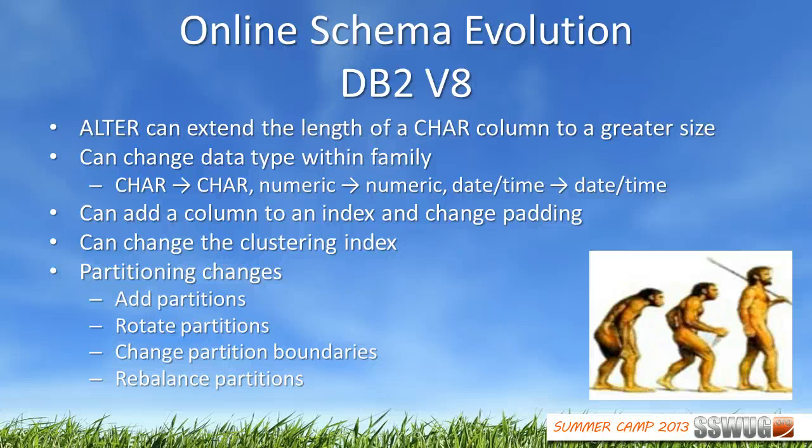And you can change the data type within a family. So a character to a character. So I can change character to variable character. Numeric to numeric. I can change an integer to a decimal. Date time to date time. I could add a column to an index. I could change padding on an index. I can change the clustering index. All of this using online schema evolution in version 8.